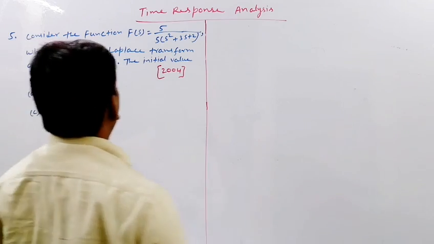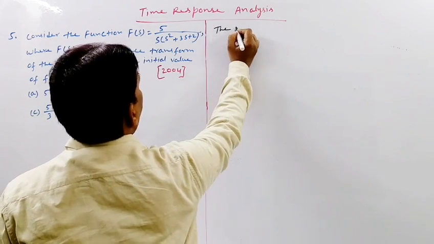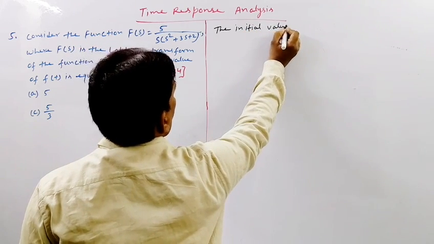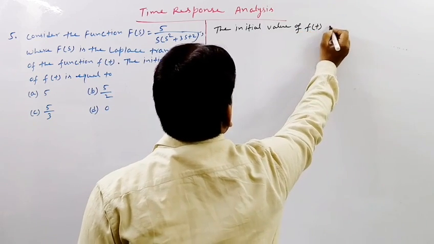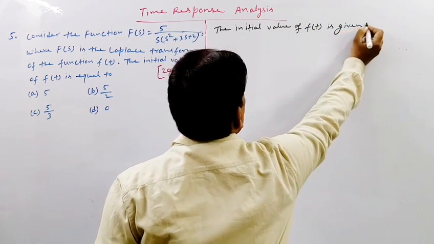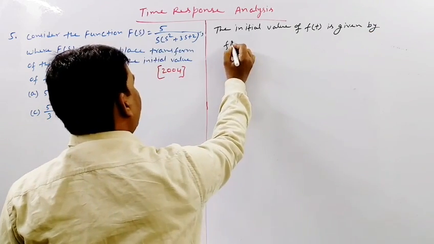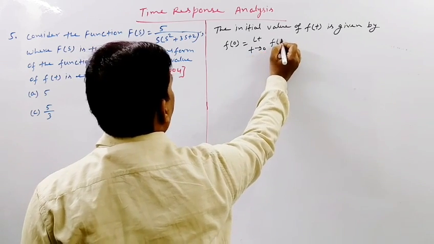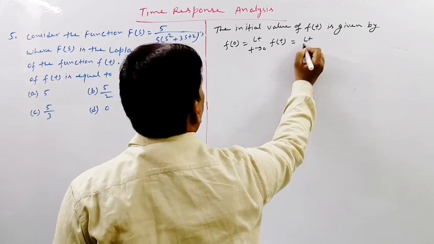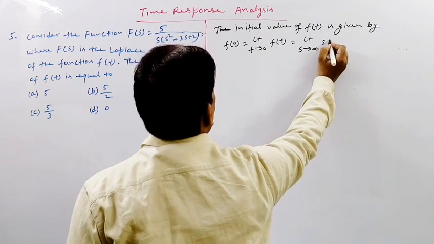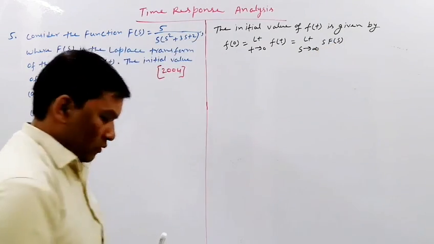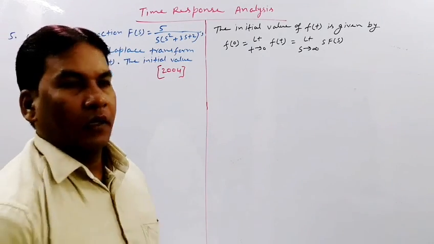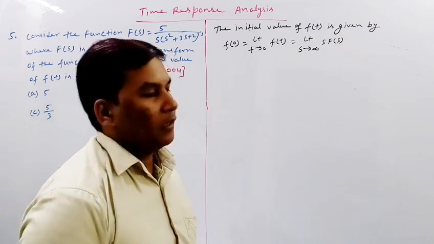So the initial value of f(t) is given by f(0) equal to limit t tends to 0 f(t), equal to limit s tends to infinity s F(s), and this is by the Laplace initial value theorem. Now here we have applied the Laplace initial value theorem.